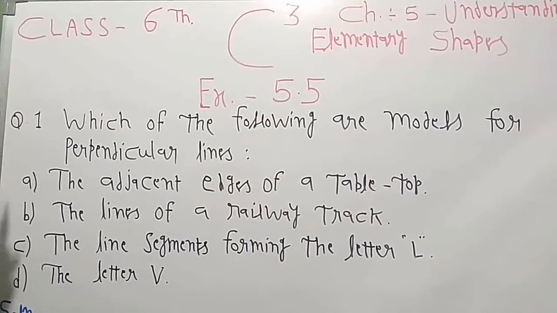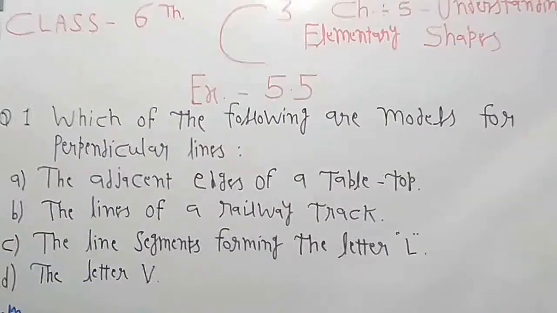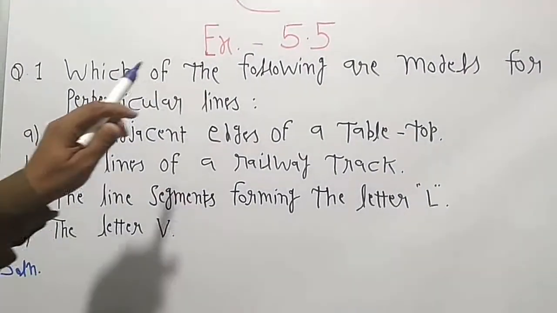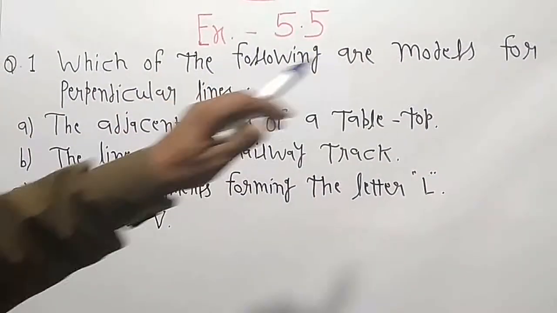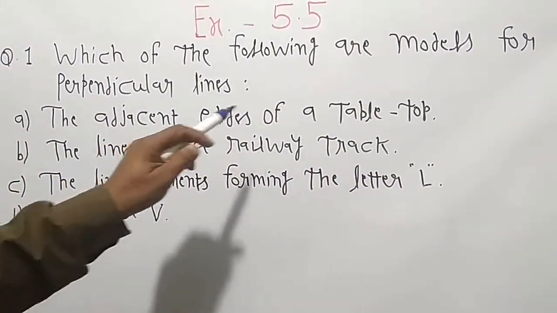Today we are going to solve question number 1 of exercise 5.5, chapter 5, Understanding Elementary Shapes. Question number 1 is: which of the following are models for perpendicular lines? Part A, the adjacent edges of a tabletop.